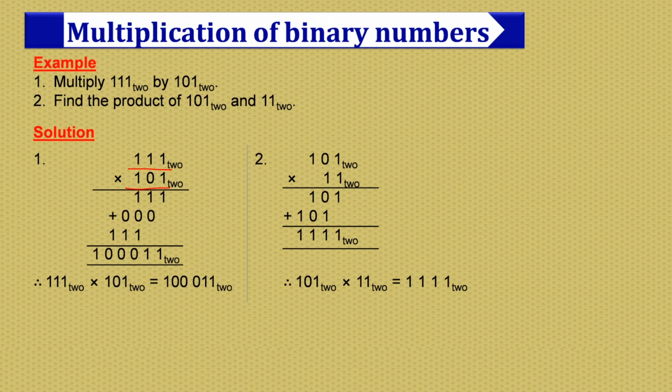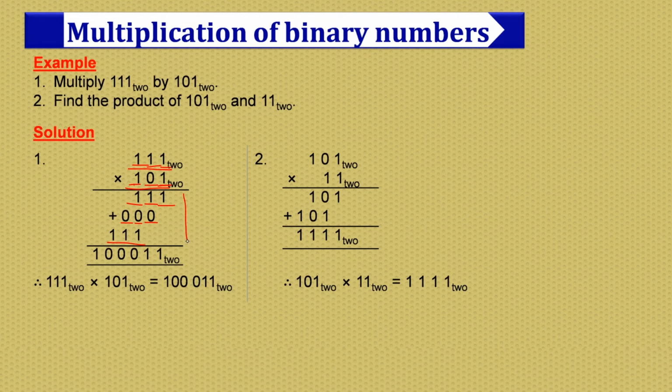Now, for the first digit, 1 multiplied by 1, we have 1. 1 multiplied by 1, we have 1. And 1 multiplied by 1, we have 1. When 0 is multiplying, everything becomes 0. So we have 0, 0, 0 for the 3 places. And then the last one, multiply the 3 ones, gives us 1, 1, 1.